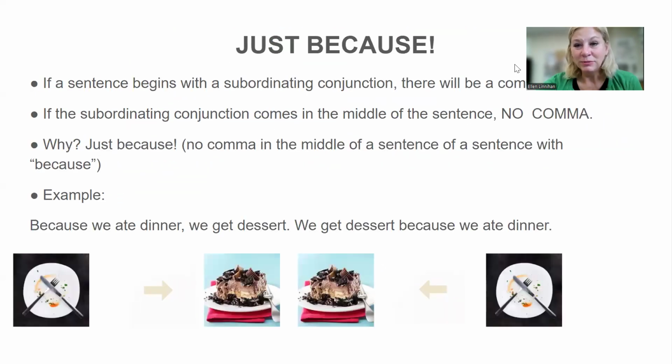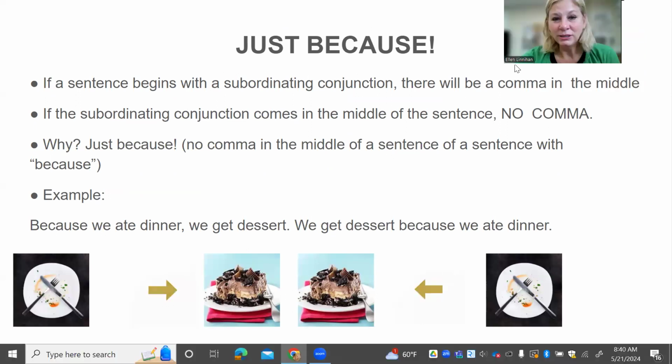So if a sentence begins with a subordinating conjunction, that list we just saw, there will be a comma in the middle. If the subordinating conjunction comes in the middle of the sentence, there's no comma. Why? Just because, right? It's just the way the English language is. No comma in the middle of a sentence with because. So if you see because in the middle of the sentence, you know automatically do not put a comma with it. So here's an example.